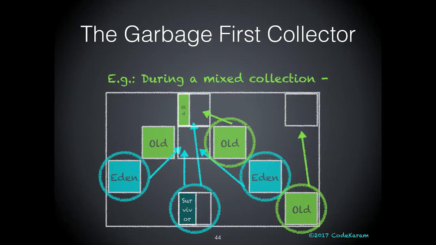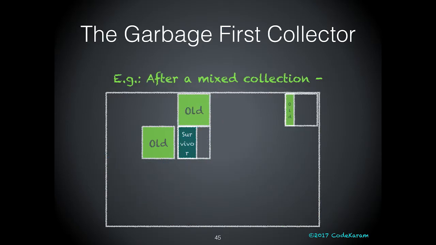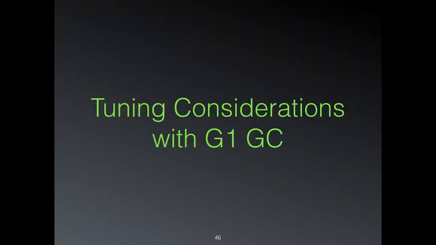Sorry. So this is what we had seen earlier, our collection set, remember? So we have all the young regions and a few old regions. And after a mixed collection, we have achieved compaction. So all the live objects are moved according to their age and whatnot. And here you are, okay?